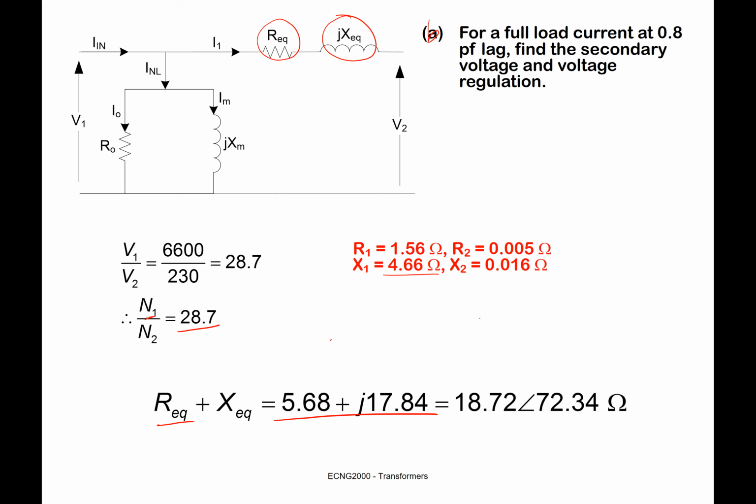And now I have R0, XM, R equivalent and X equivalent, and I could go ahead in finding what V2 is. Remember, I need to find the secondary voltage. This V2 is not the secondary voltage, it is actually the voltage at the primary of the ideal transformer. But once I find V2, I just have to use my turns ratio to get what the voltage on the other side is, and that would be my final answer.